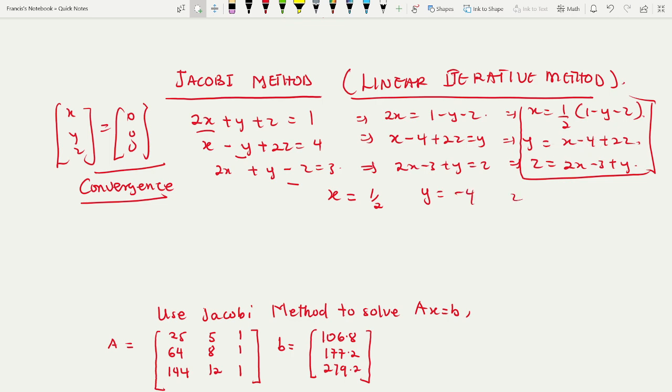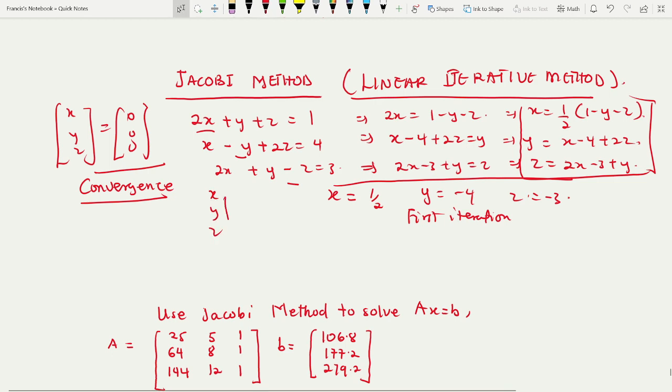Then what will be my z? When I put 0 here, my z will be what? Negative 3. So after doing this is what we call the first iteration. First iteration, meaning that you have put in your initial guess into it and you have got a new set of values for x, y, z. So after the first iteration, you are having x, y, and z be 1 out of 2, -4, then -3. Then you will use these new values, you put it back again.